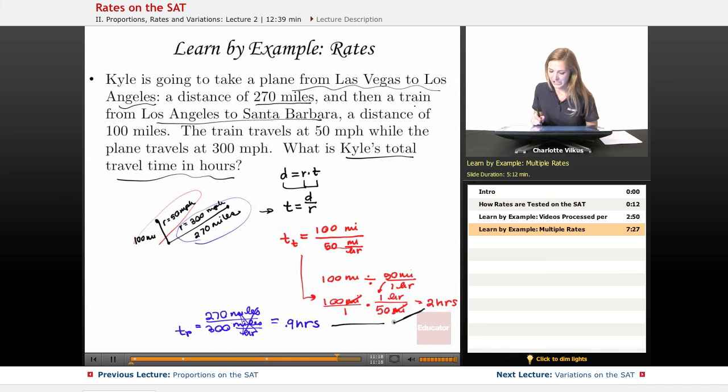But his total time is just going to be the addition of these two. So my answer here, once I'm done solving, is going to be that time total equals 2 plus 0.9, or 2.9 hours.